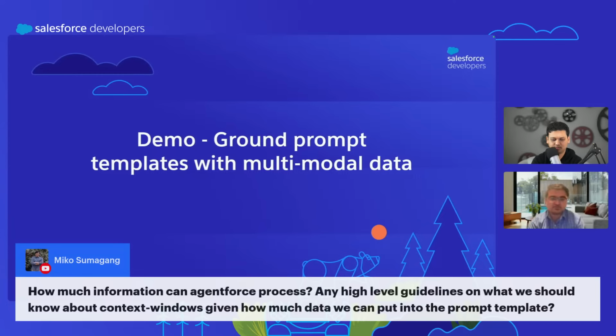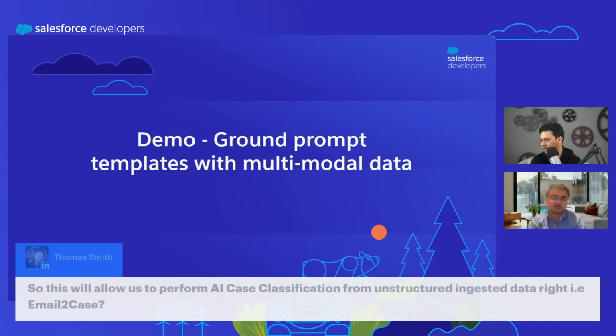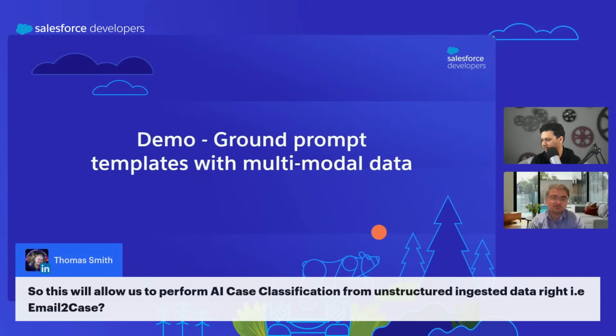But part of the reason we allow for model selection is to enable you to get some configuration around that. Awesome. And there is another question that we have here, which says, so this will allow us to perform AI case classification from unstructured ingested data like email to case. Can those kinds of use cases also be solved?